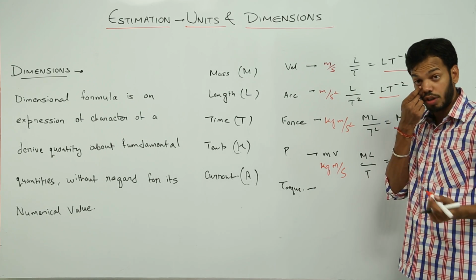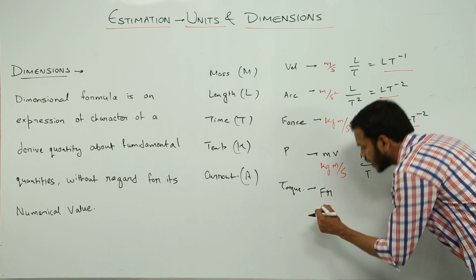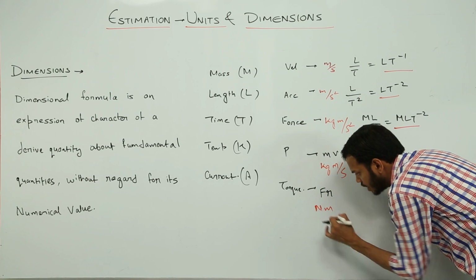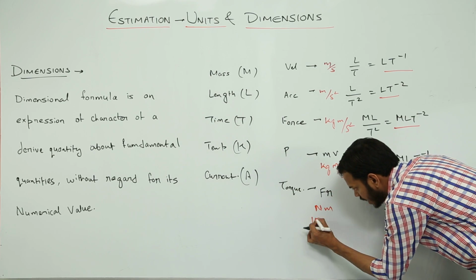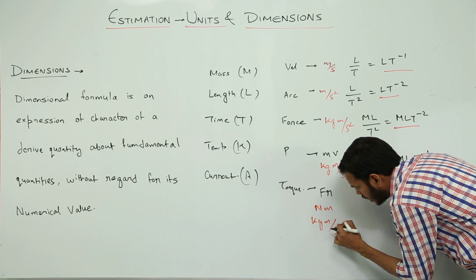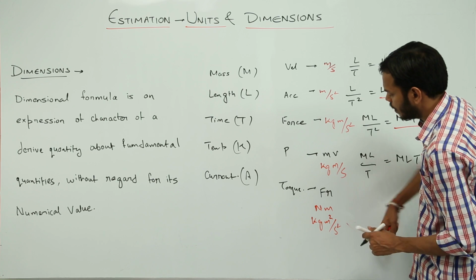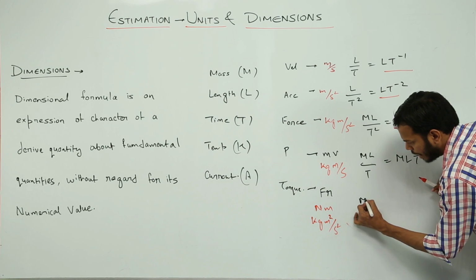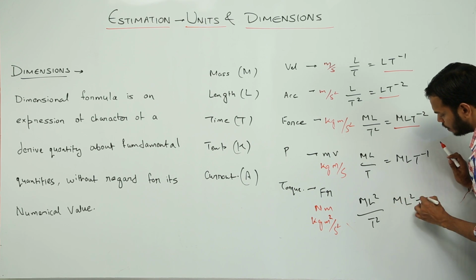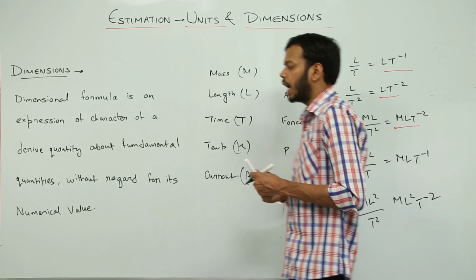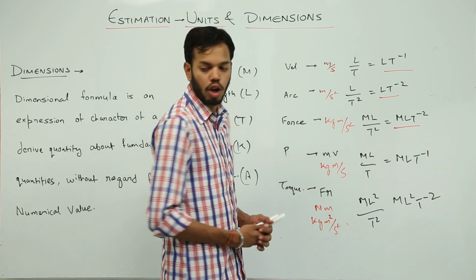Torque. I still don't know the formula, so I'll be writing force into perpendicular distance. Force is in newtons, perpendicular distance is in meter. But what is Newton? Newton is kg meter per second square. So I am getting kg meter per second square times meter. So meter square, right? This is what I am getting right now. So the dependence is kg is M, meter square L square upon T square. So this becomes ML square T minus 2. So this is how you can write the dimensional formula of any physical quantity you can think of.